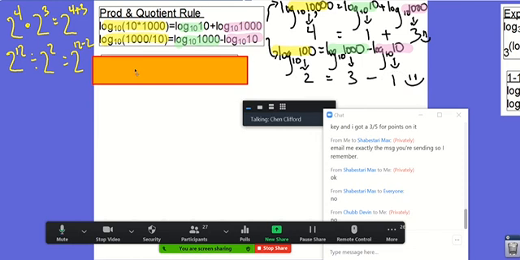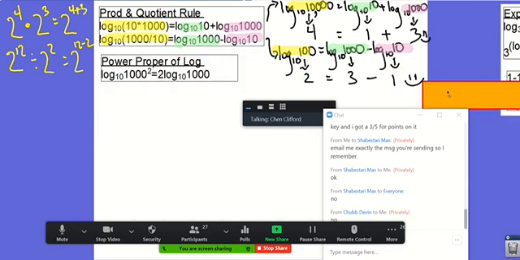Now, let's do two things at once, and talk about this property also here. Okay, the power property. The power property is very easy to memorize, and it's also easy to understand. All it's saying is that if you see an exponent right here, you can move it to the front. Okay, and you get the 2 right there.